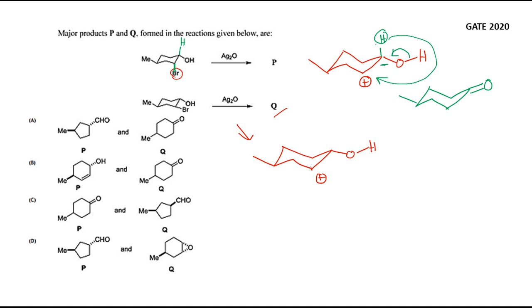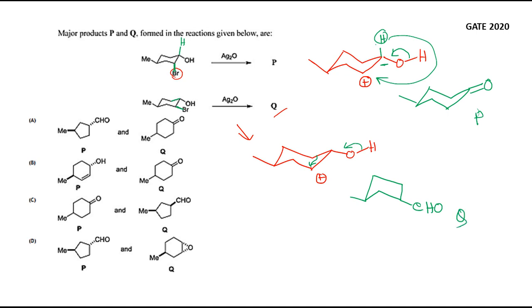And here in the second case, with respect to this Br, this CC bond is actually anti. So that is why it will be migrating. So the OH bond is broken as usual, then this bond will be migrating here. Now we will get a 5-membered ring, and there will be CHO, methyl as it is. So this is the structure of Q and this is P. This is the structure of Q.